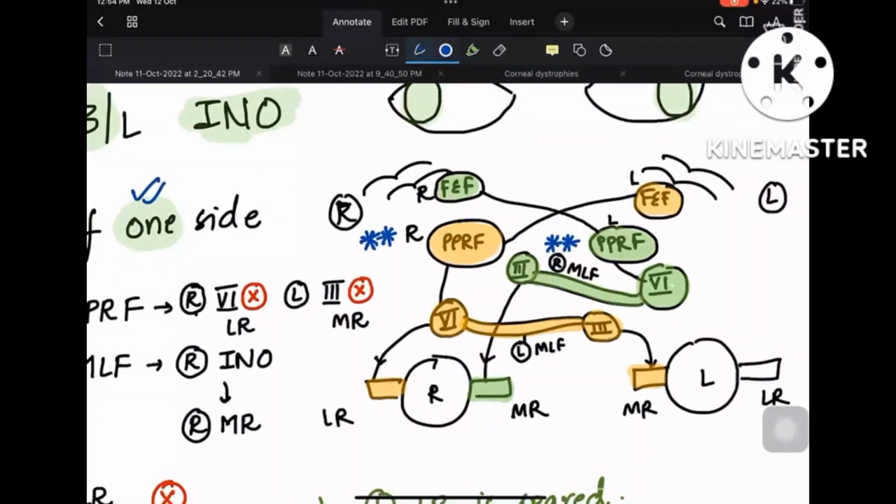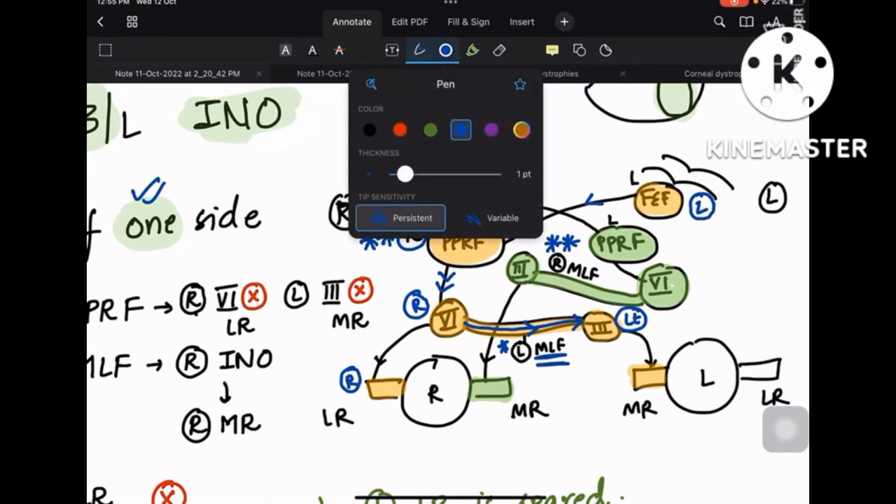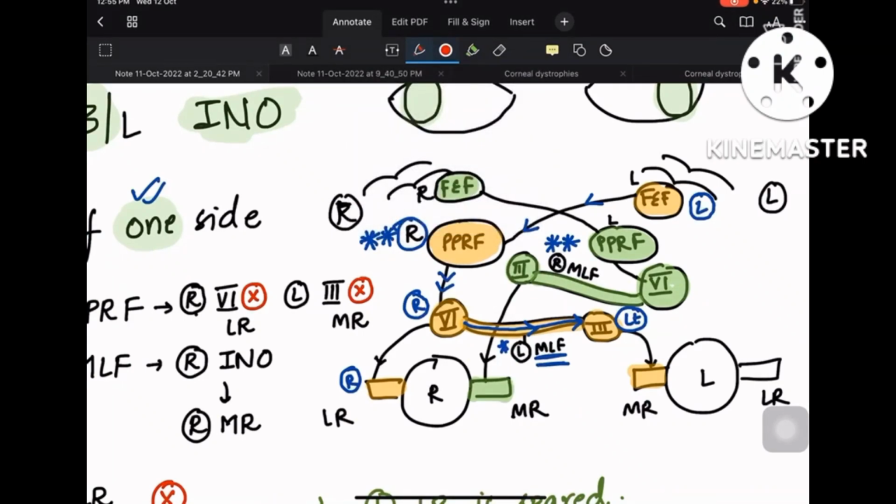Okay. Now in this diagram, the left-sided frontal eye field is sending the impulses towards the right-sided PPRF, and the right-sided PPRF is sending the impulses towards the right-sided sixth nucleus, which supplies the right-sided lateral rectus, LR. Now, from the sixth nucleus, you have this connection towards the third nucleus, which is called MLF, medial longitudinal fasciculus, but that is named as left because it is supplying the left third nucleus. So our discussion is regarding one-and-a-half syndrome. So you have to concentrate on right PPRF and right MLF. You should not talk about left MLF here.